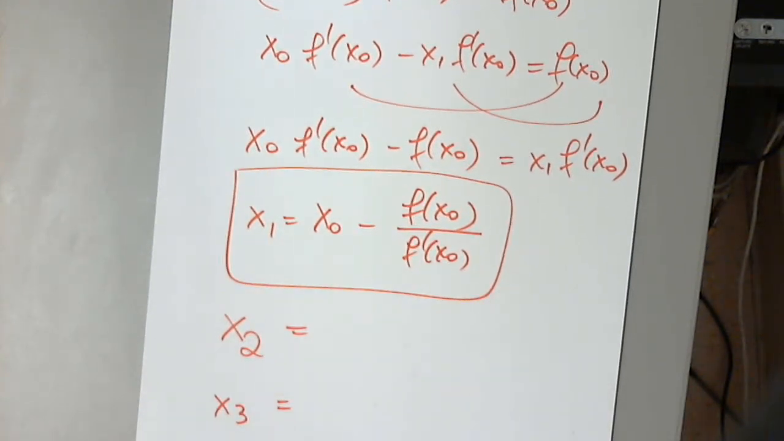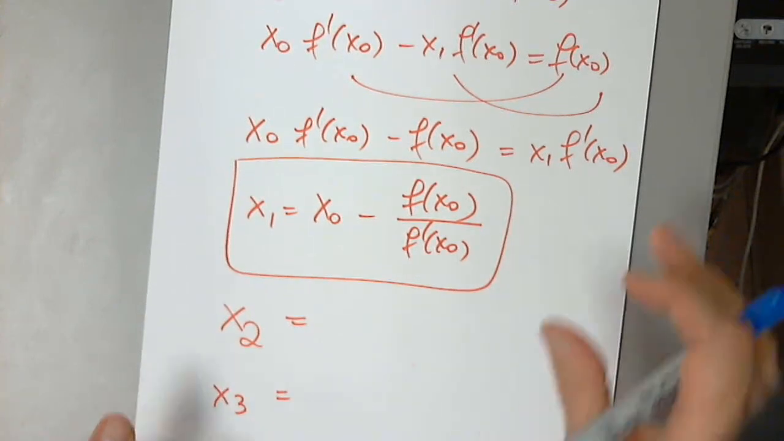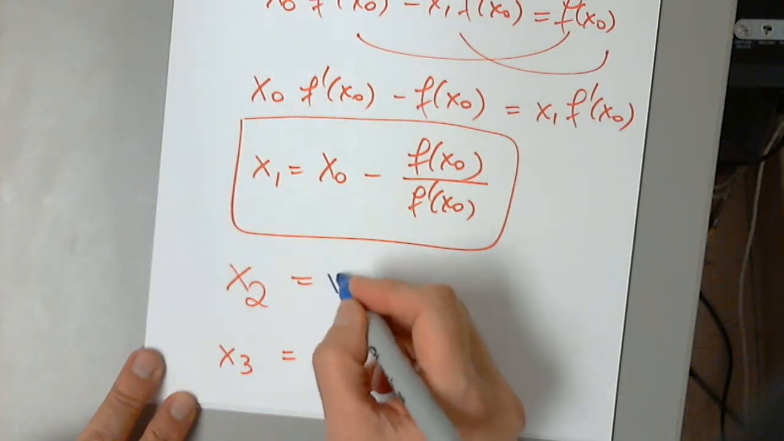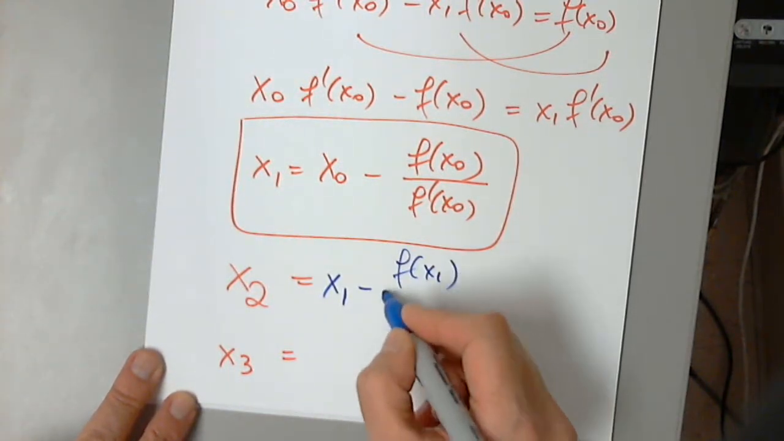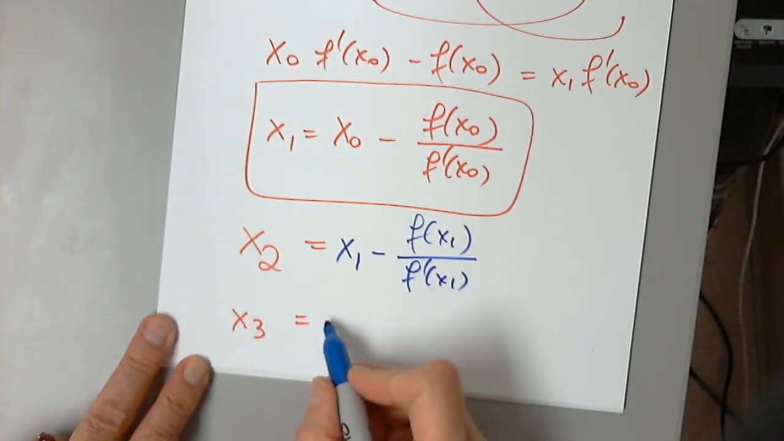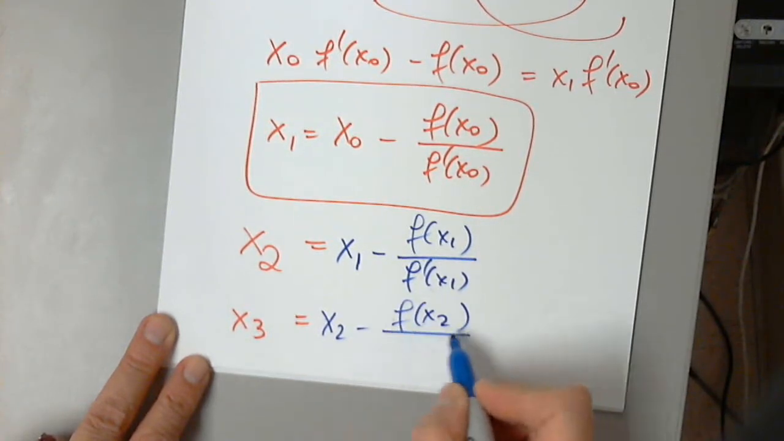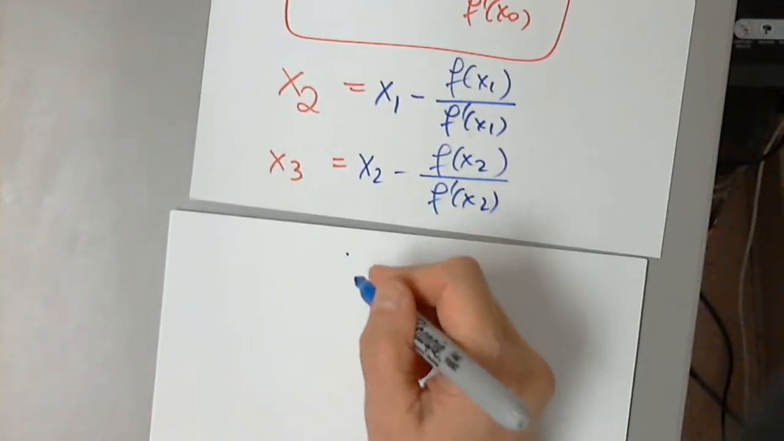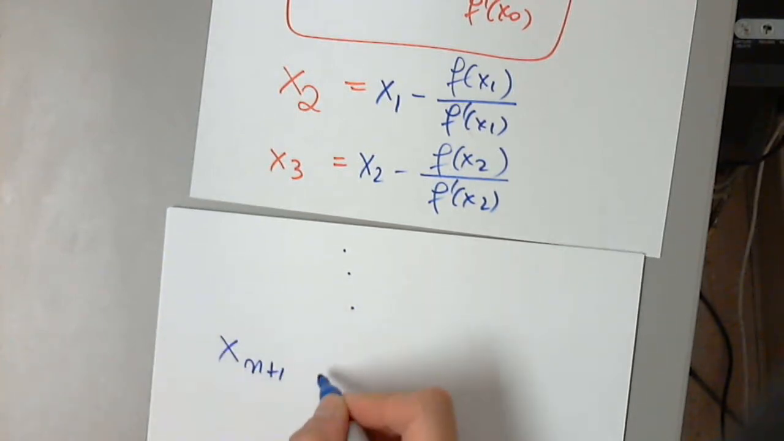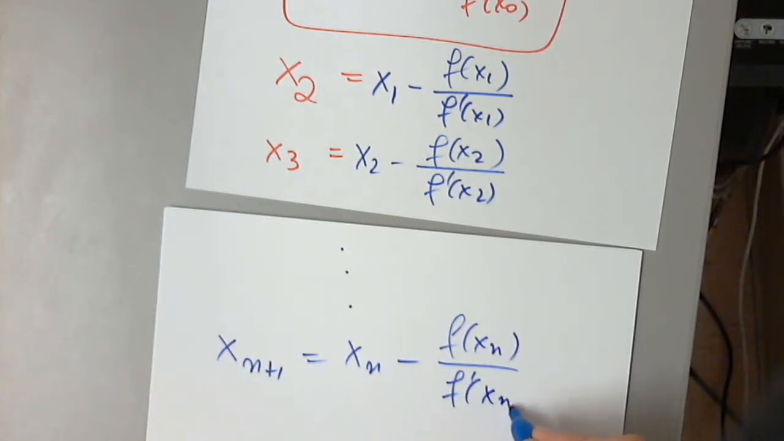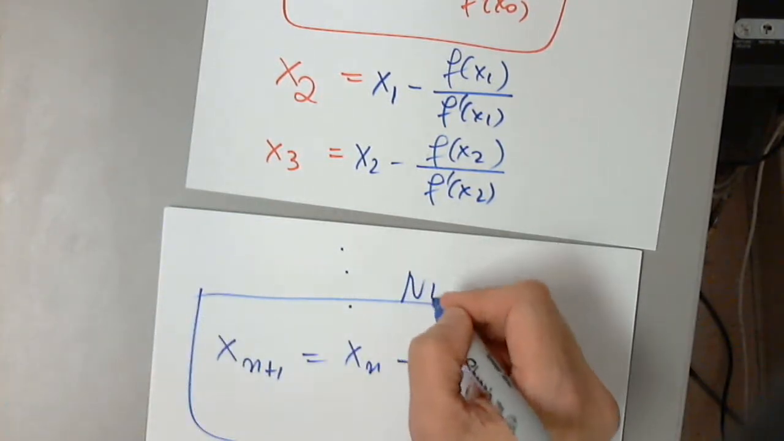So can anyone draw a conclusion? What will I get for x2? x1 minus f of x1 over f prime of x1. What will I get for x3? x2 minus f of x2 over f prime of x2. In general, I continue forever. x sub n plus 1 equals x sub n minus f of x sub n over f prime of x sub n. And this is the general Newton's method.